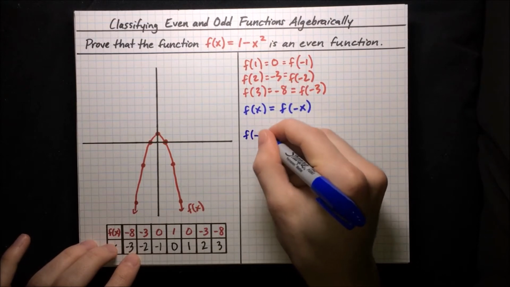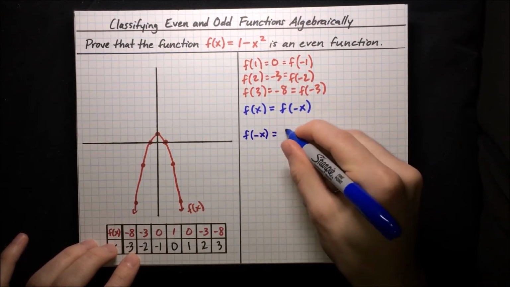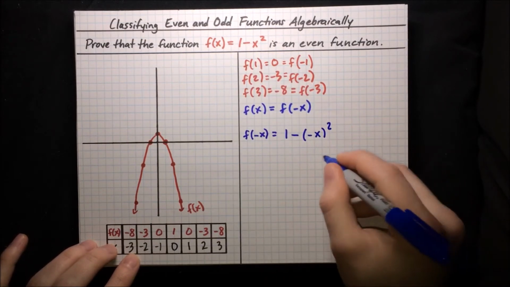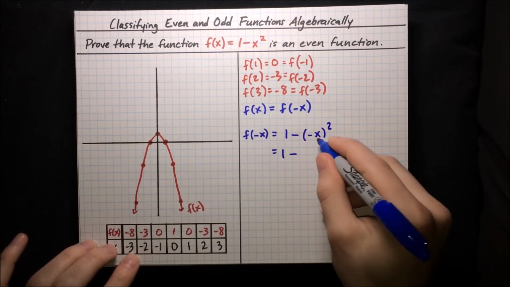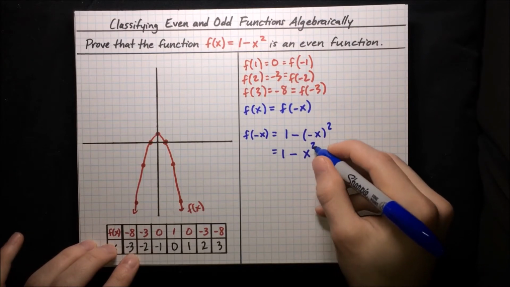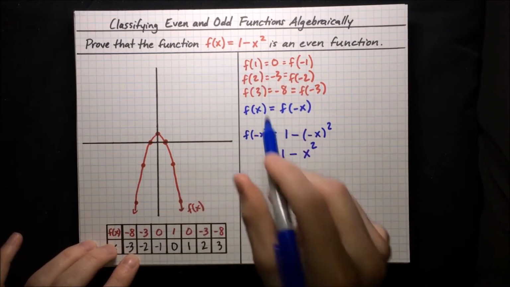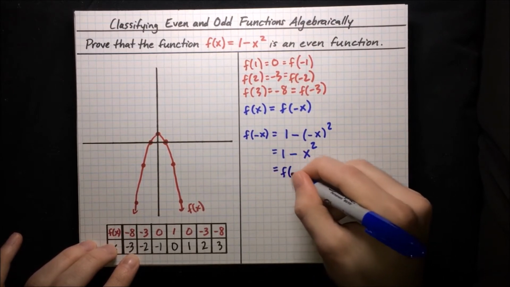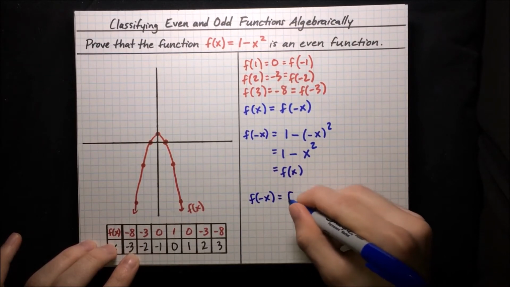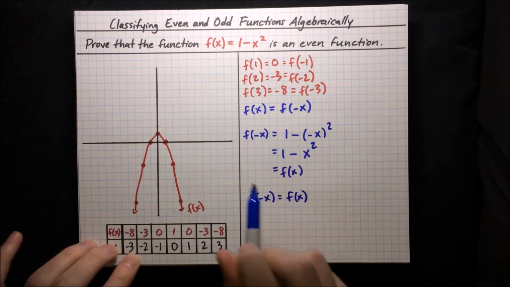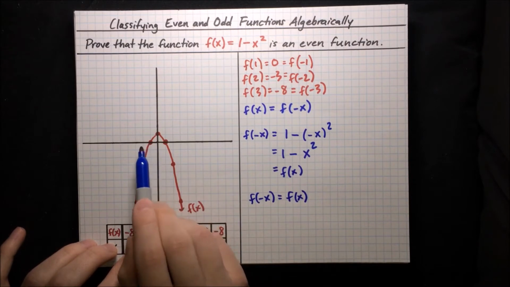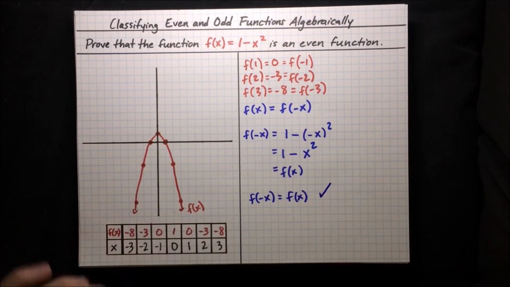So f of -x is equal to 1 minus, plug in -x for that x, so (-x) squared, which is 1 minus, well, (-x) squared, the negative cancels out and we just have x squared. And indeed, this expression matches up with the expression for f of x. This is really just equal to f of x. Great. So we've shown that f of -x is equal to f of x, and that proves with bulletproof total certainty that the function f is symmetric about the y-axis. So great, we're done.